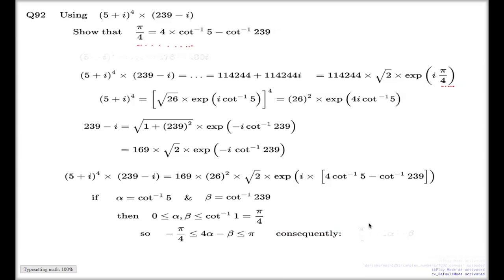Consequently, pi on 4 equals 4 alpha take beta. Remember this, you cannot identify the arguments unless you showed beforehand that the arguments are within the same 2 pi interval. But from the Matlab point of view, we just verified that with two commands.